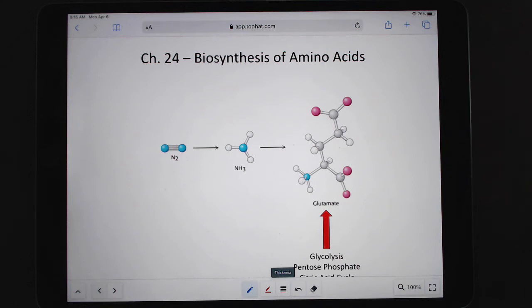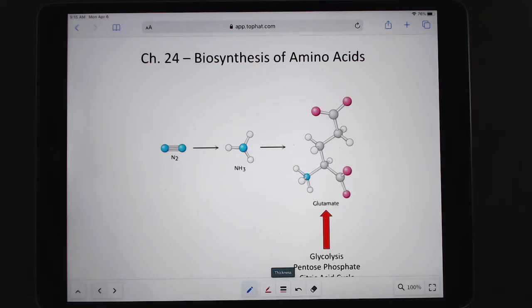Hello, this is chapter 24, Amino Acid Biosynthesis. And so we're going to be talking about how the cell builds up the individual amino acids, and the pathways that converge to be able to do this.